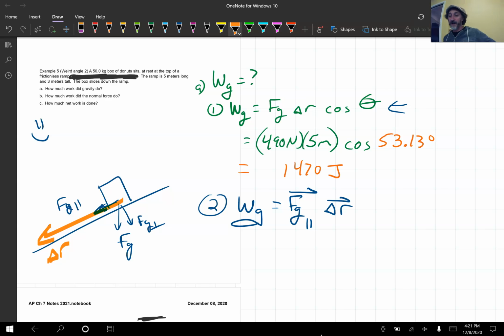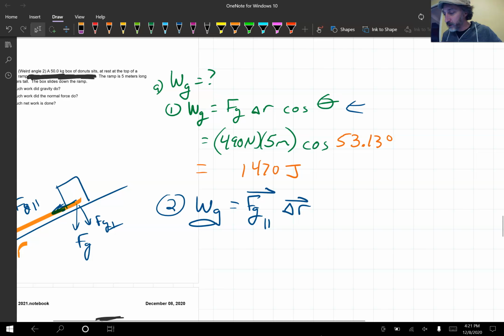So we've got to find our F_G parallel. Sticking to our old equations, what we learned was, oh shoot, this is going to be annoying because we've got two different thetas here. The theta that I used before is the angle between the force of gravity and the displacement.